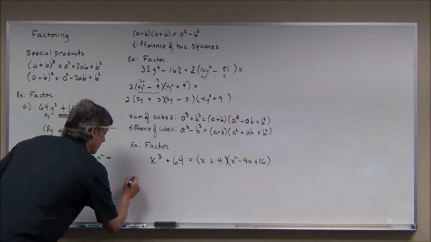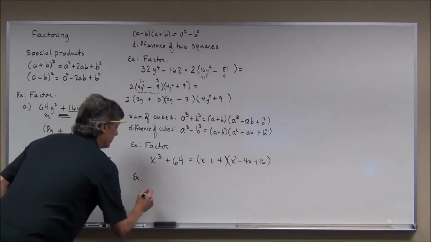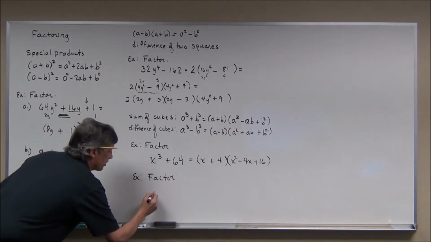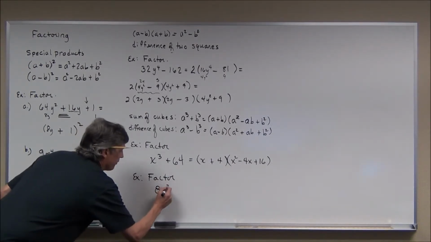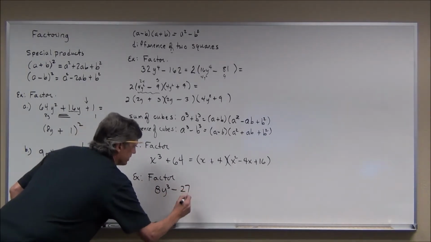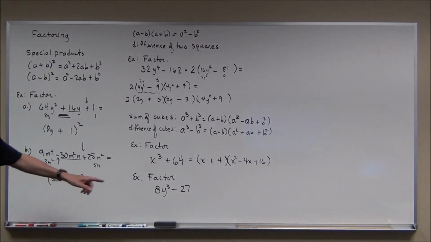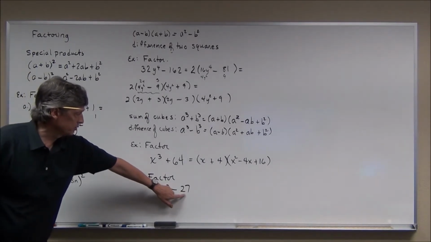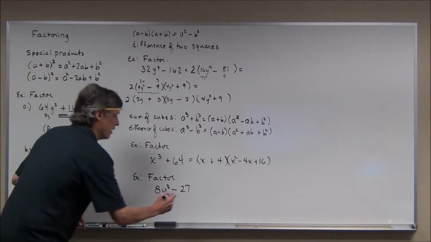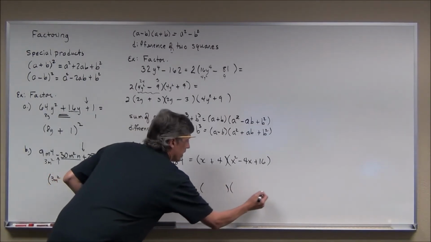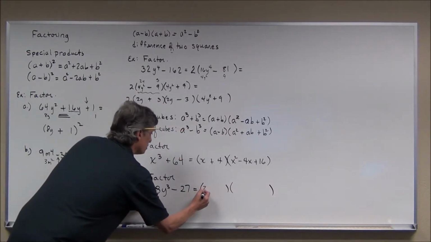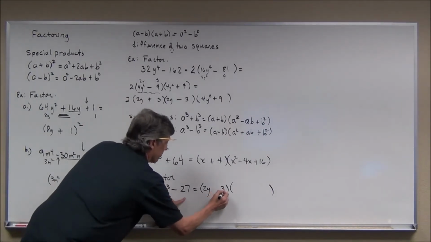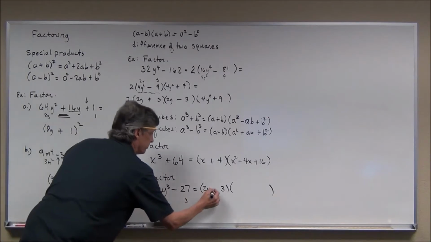All right, very similar. Factor, and let's try 8y to the third minus 27. That is a difference of cubes. This is 2y times 2y times 2y. This is 3 times 3 times 3. We're going to use this method right here into a binomial times a trinomial. The binomial is 2y minus 3, keeping the same sign.